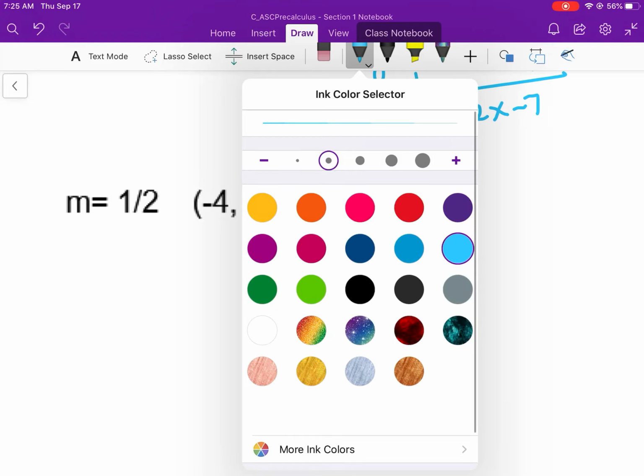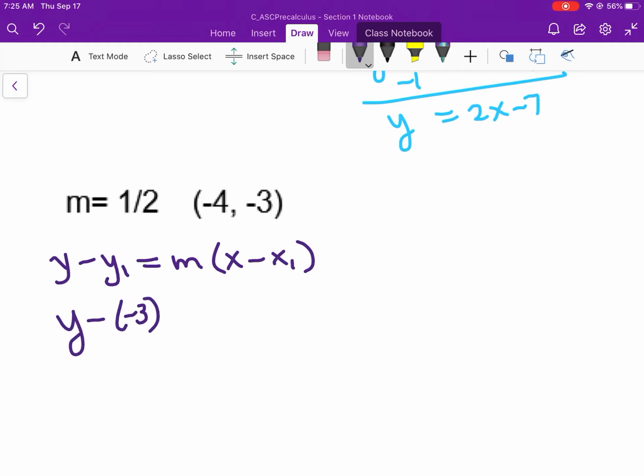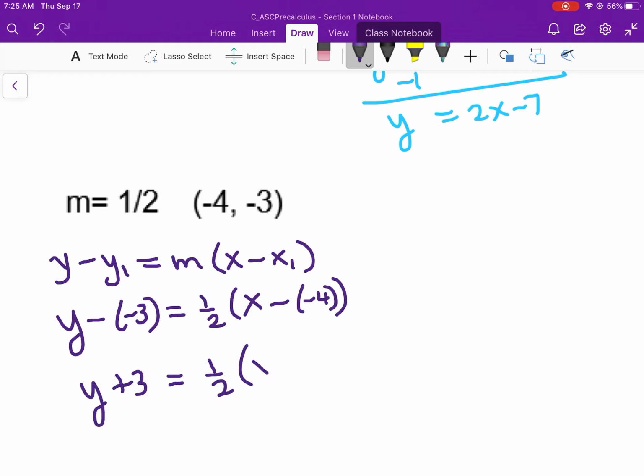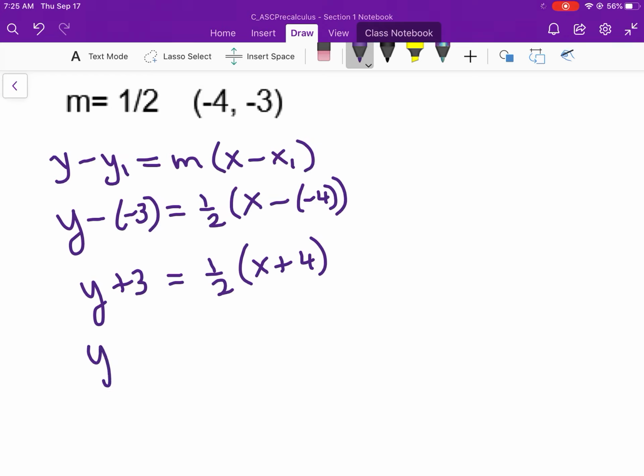Same kind of thing, changing colors because I can. All right, so I'm going to write the formula so that I don't forget it. y minus y1 equals m times x minus x1. So y minus negative 3 equals 1/2 times (x minus negative 4). So y plus 3 equals 1/2 times (x plus 4). I'm going to distribute. So y plus 3 equals 1/2 x plus 2, because 1/2 of 4 is 2. And then I can subtract 3.